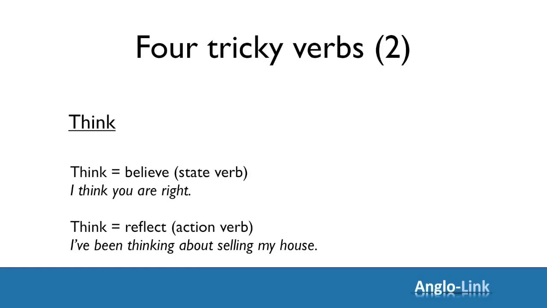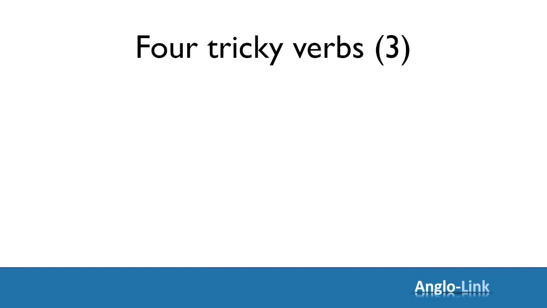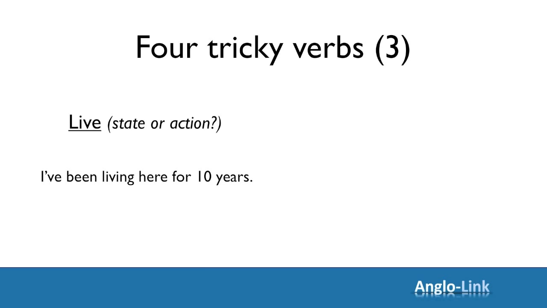The last 2 verbs you have to be careful of are verbs to live and to work. Again, they can be considered as an action verb or a state verb. It depends on the situation, on the circumstances, on the context. Many times, whether you use it as a state or an action verb, whether you put it in the continuous or simple form, doesn't matter really. They mean the same thing. So you could say, I've been living here for 10 years, or I've lived here for 10 years.